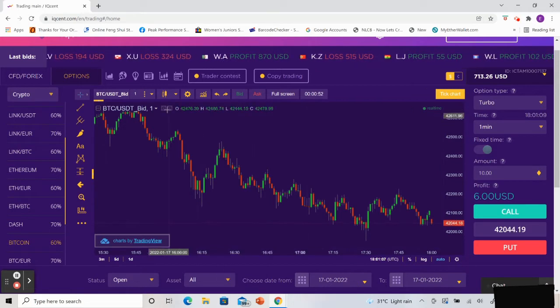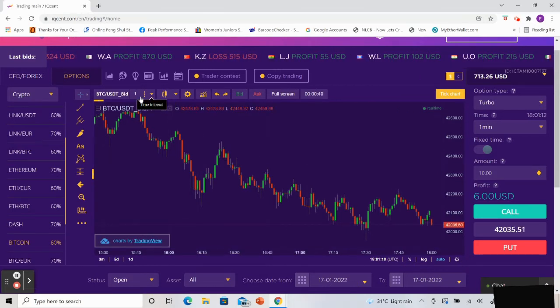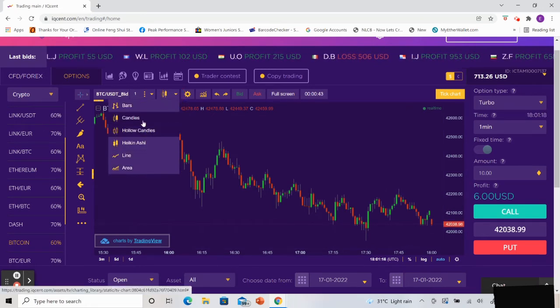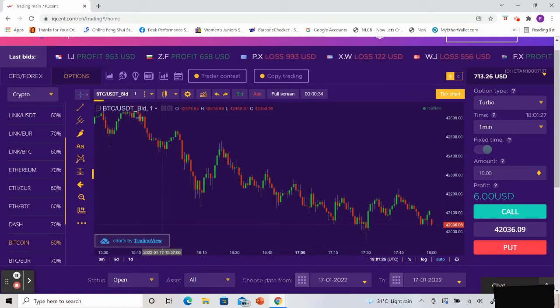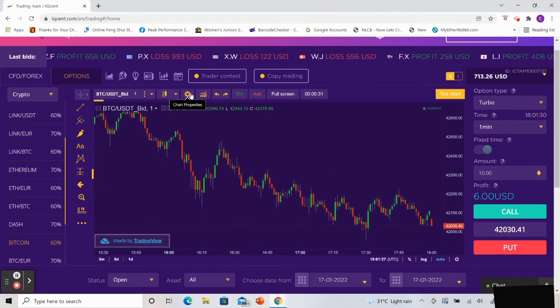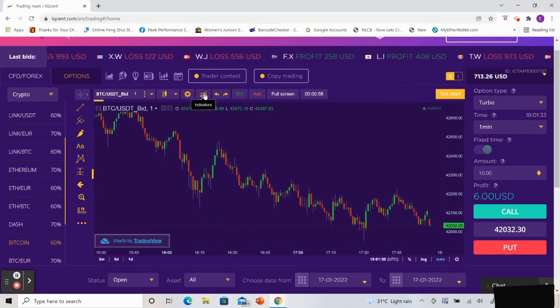If you look at the top right next to the time, you see candle there. If I drop it down, you have different options: candles, hollow candles, Heikin Ashi, line, and area. You can choose whichever you're comfortable with, but I recommend that you use candles. Next to it, you see chart properties and indicators. Where it says indicators, that's where you locate your indicators to input into the chart, to give you an idea or indicate in what direction the market intends to go. That's for the purpose of analyzing your assets.